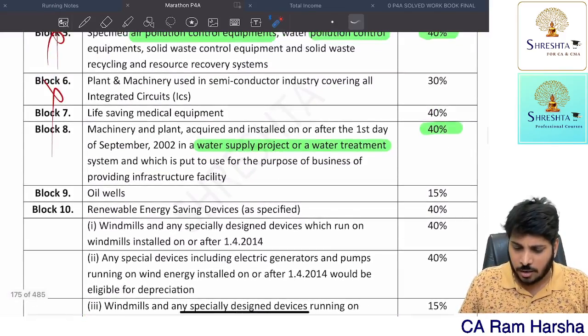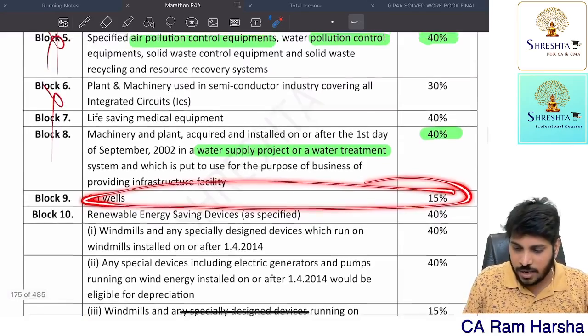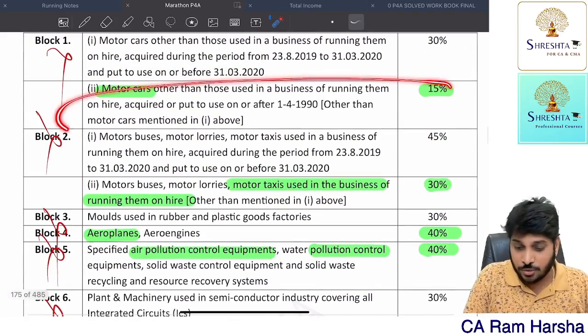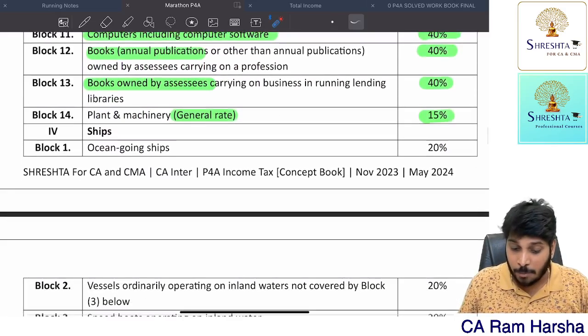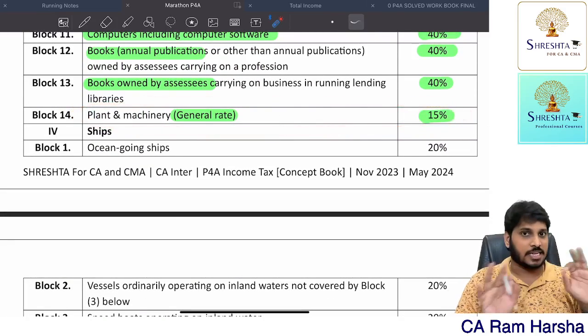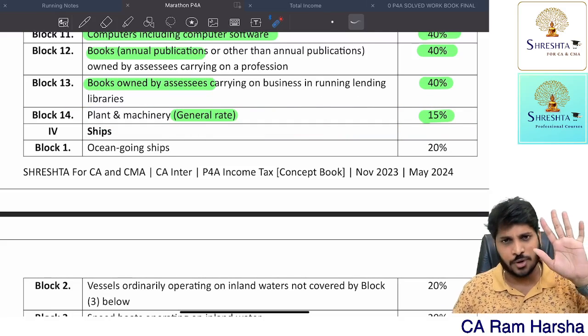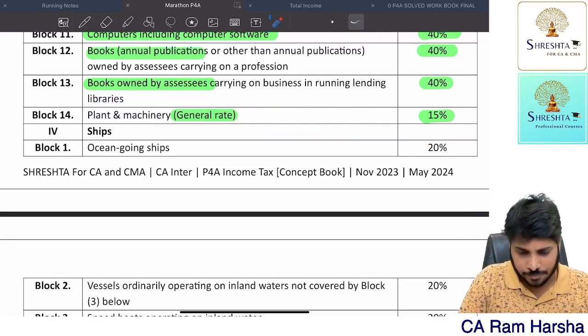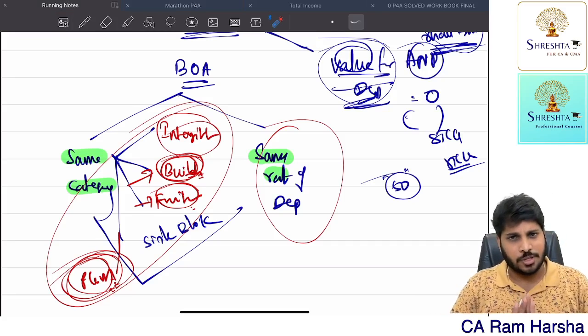Now the normal ones, oil wells, and the normal car which I use for office purposes, and mobile phones, air conditioners, all that comes into a single block. That's it. That's the block of asset definition. I hope you are clear now. So that's about the block of asset.